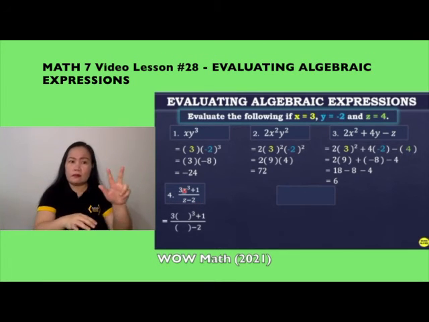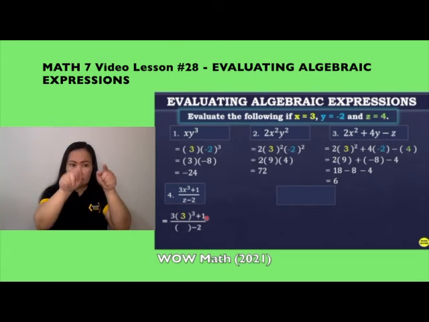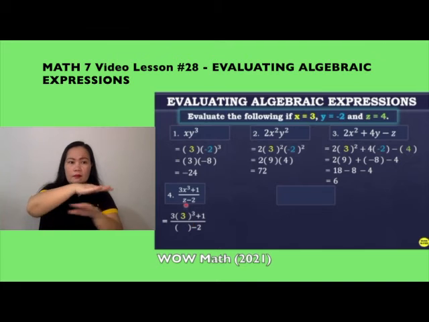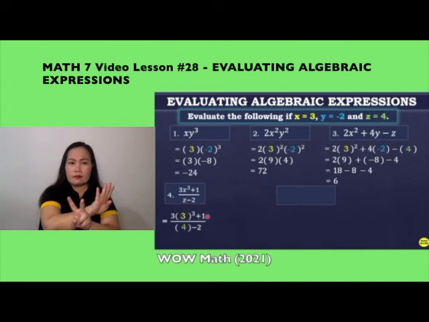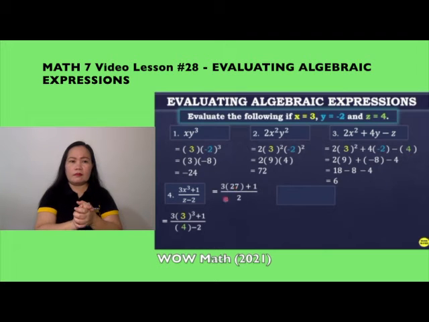Your x is 3. So, lagay natin si 3 plus 1 over yung z mo is 4. 4 minus 2. Okay, so simplify natin. Tatlong 3. 3 times 3, 9 times 3, 27. So, ayun na siya. Okay, and then simplify mo to. 4 minus 2, that is 2.